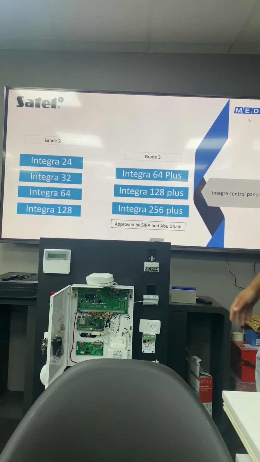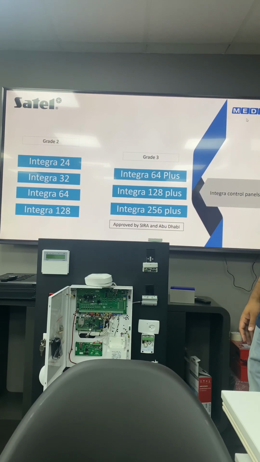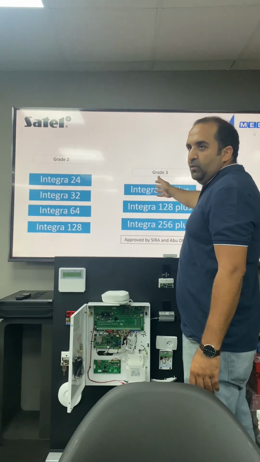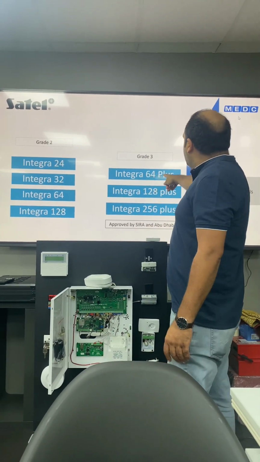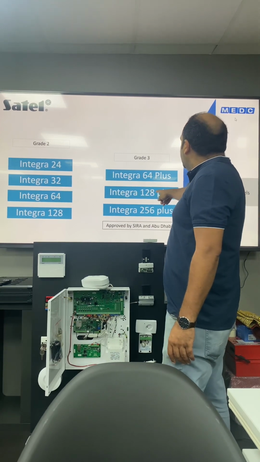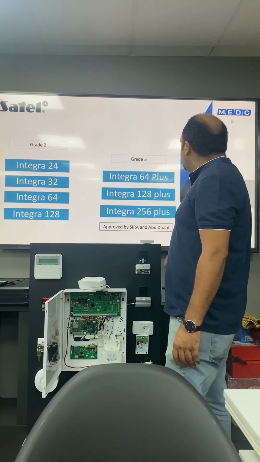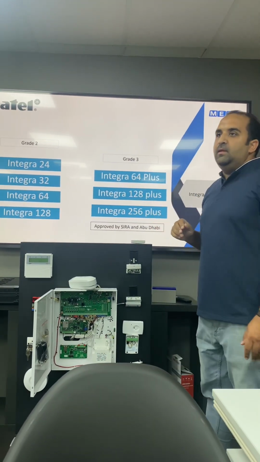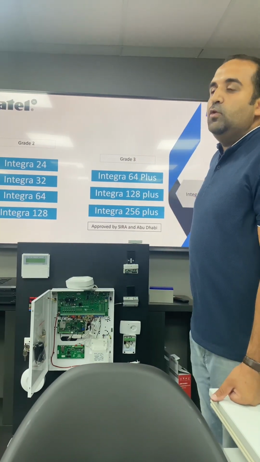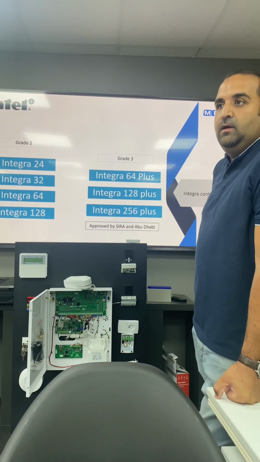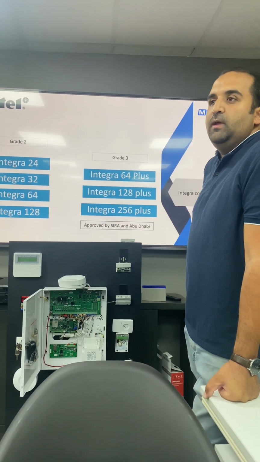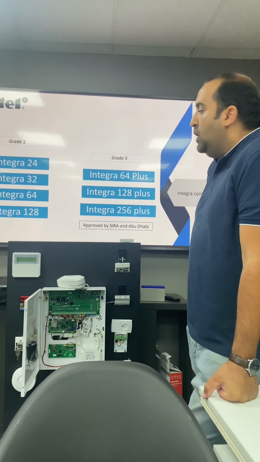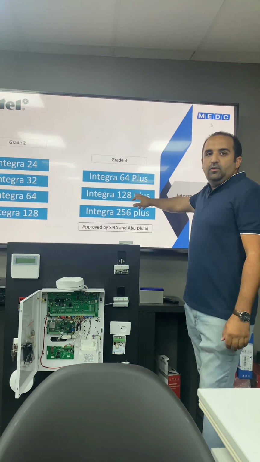So first part, we'll start with the hardware. The hardware here, this one, approved from Sierra, this type, Integra 64, and we have Integra 128, and we have Integra 256 plus. So, do you know what Integra 64 means? Integra 64 means you can connect 64 devices. So if your organization or your project has more than this amount of devices, you have to go with this type of controller.